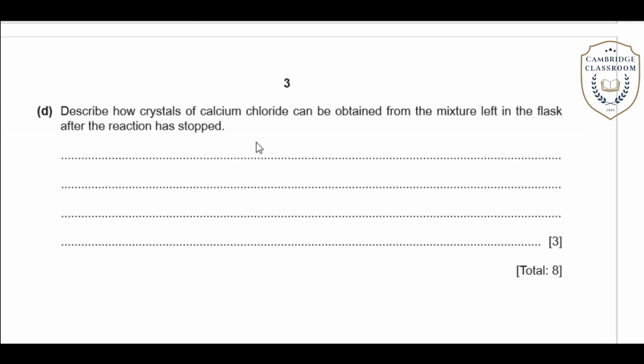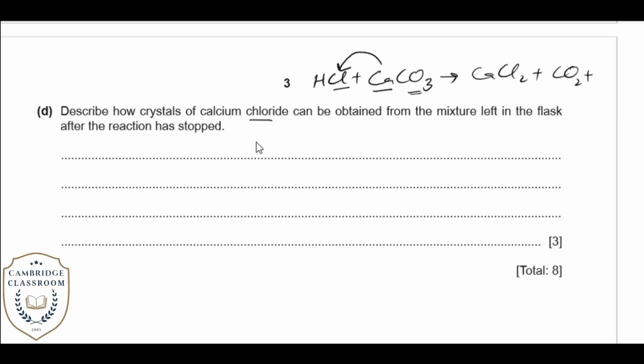Describe how crystals of calcium chloride can be obtained from the mixture left in the flask after the reaction has stopped. I hope you remember that we used HCl and it was reacted with calcium carbonate producing calcium chloride. This calcium reacted with this chloride forming calcium chloride. From here carbon dioxide was given off and the oxygen left here combined with the hydrogen of the acid to form water. You remember that only SLM chlorides are insoluble. Silver, lead, mercury. These are insoluble substances, while calcium chloride is a soluble substance.